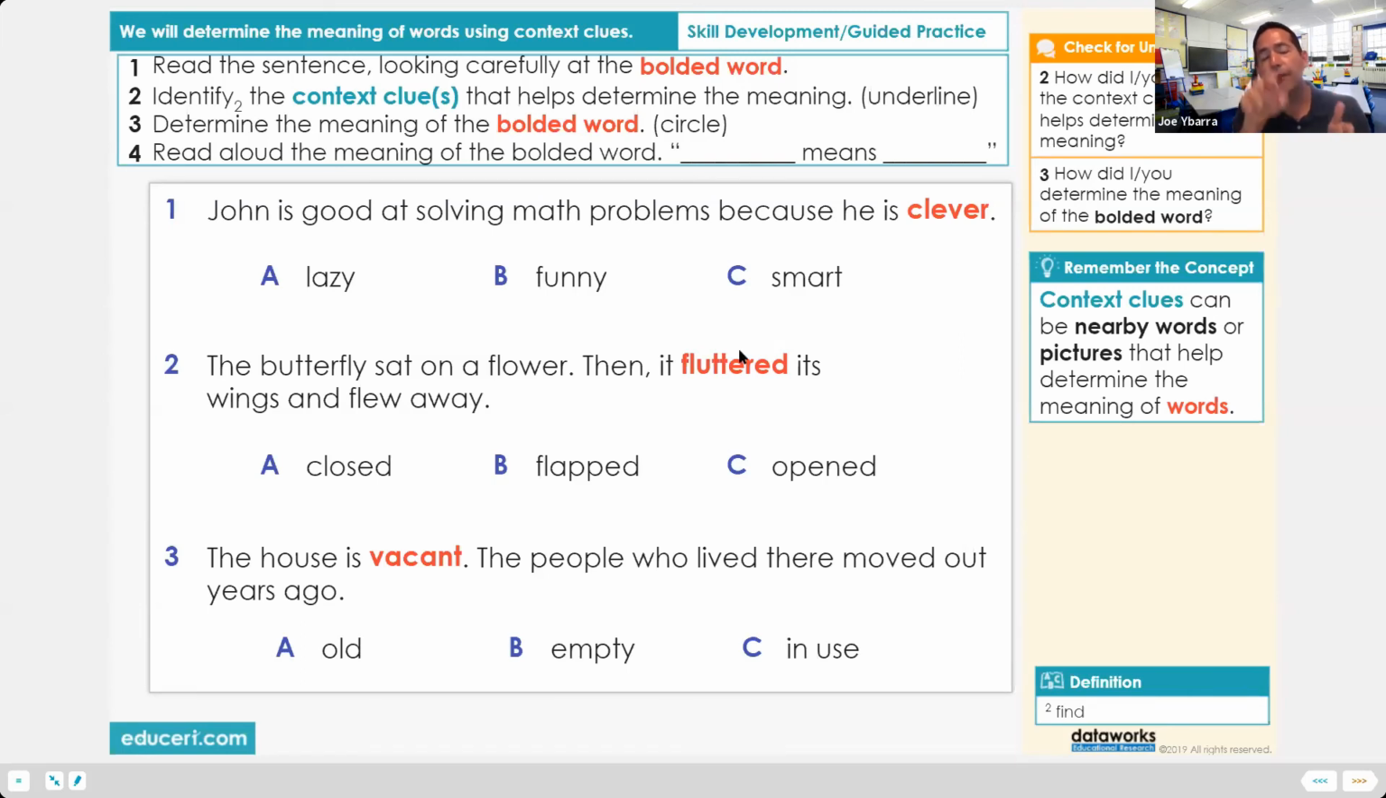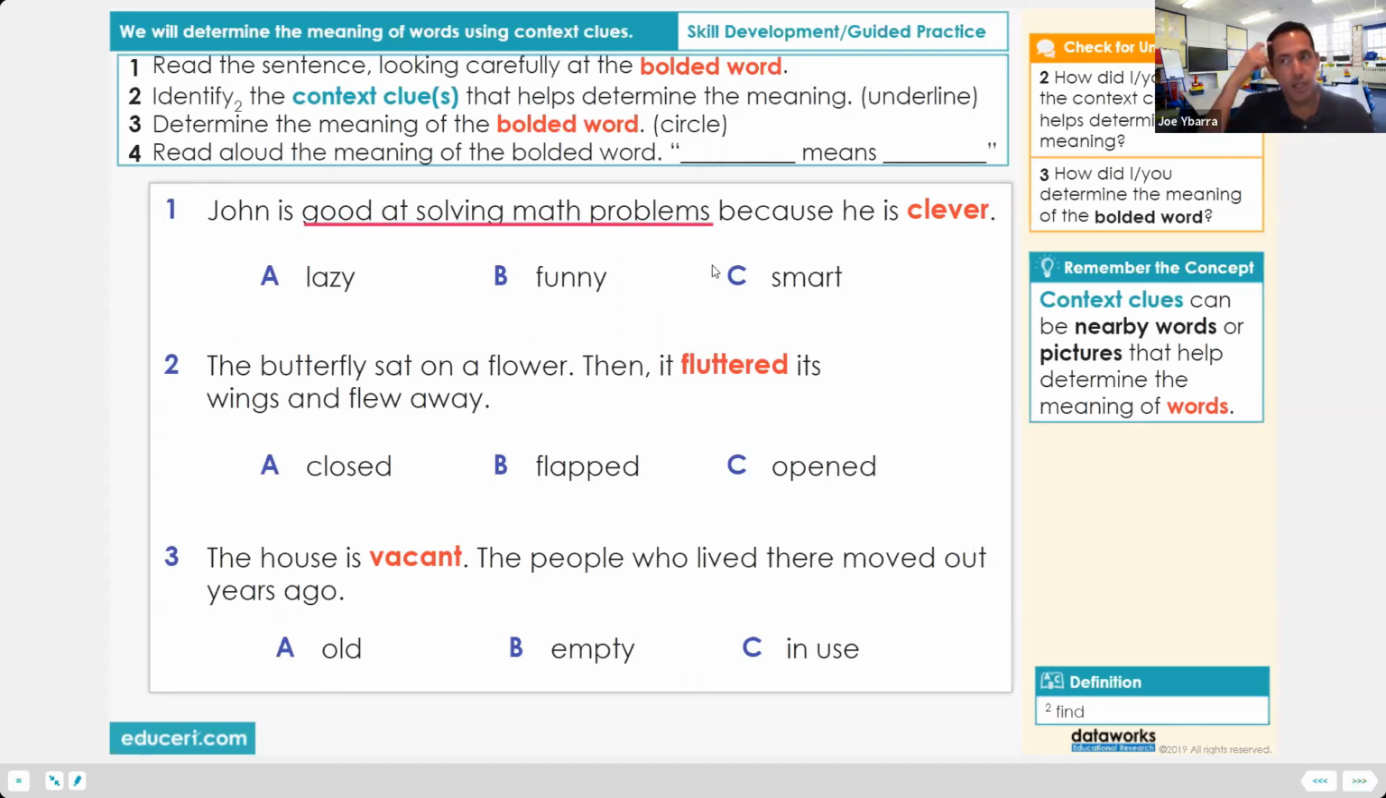This lesson is about finding the context clues. We're going to cite textual evidence in our answer. So clever, how do I know what clever means? Look, first I look at it, John is good. Well, that doesn't really tell me what clever means. Is he good at snoring? Is he good at eating? Is he good at basketball? No. Oh wait, John, good at solving math problems.